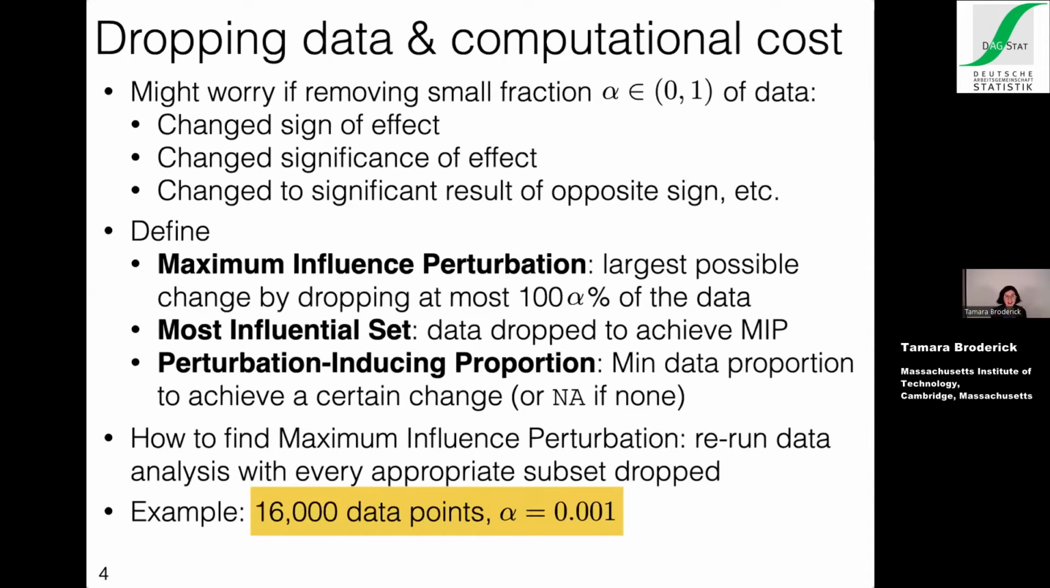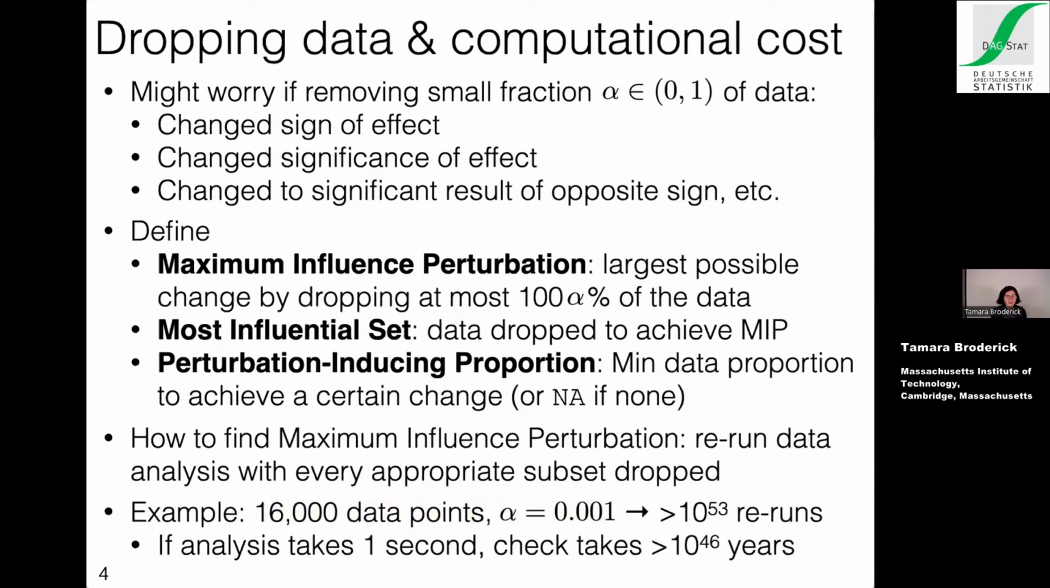Suppose I have 16,000 data points. And let's make this even easier. Suppose I only care if my analysis changes if I drop 0.1% of my data, a very small fraction of my data. Well, in this case, I'd have to rerun my analysis over 10 to the 53 times to check if there's that very small fraction of the data I could drop to change my conclusions. If each analysis takes 1 second to run, this check would take over 10 to the 46 years.